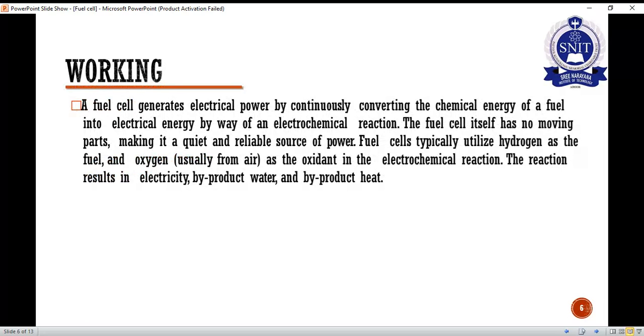Let's see the working of the fuel cell. A fuel cell generates electrical power by continuously converting the chemical energy of a fuel into electrical energy by way of an electrochemical reaction. The fuel cell itself has no moving parts, making it a quiet and reliable source of power. Fuel cells typically utilize hydrogen as the fuel and oxygen as the oxidant. The reaction results in electricity, and the byproducts are water and heat.